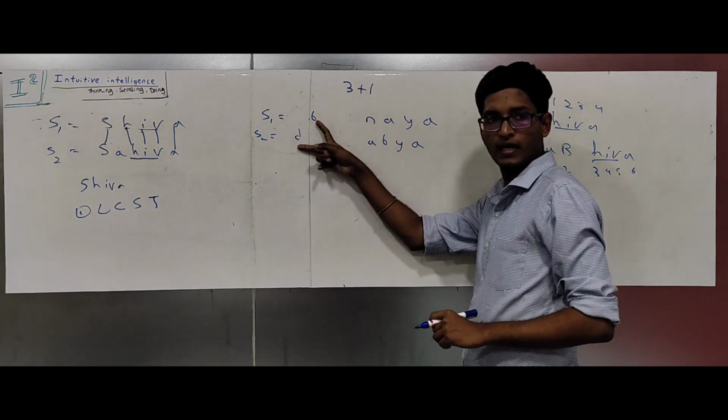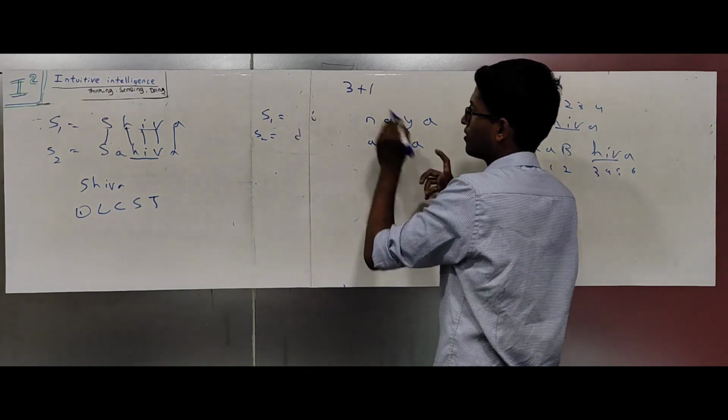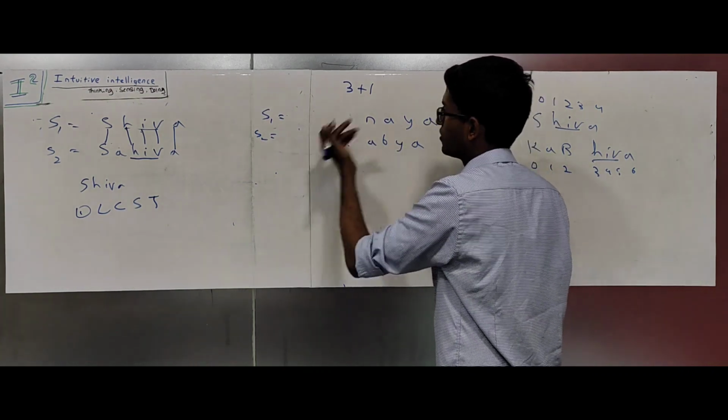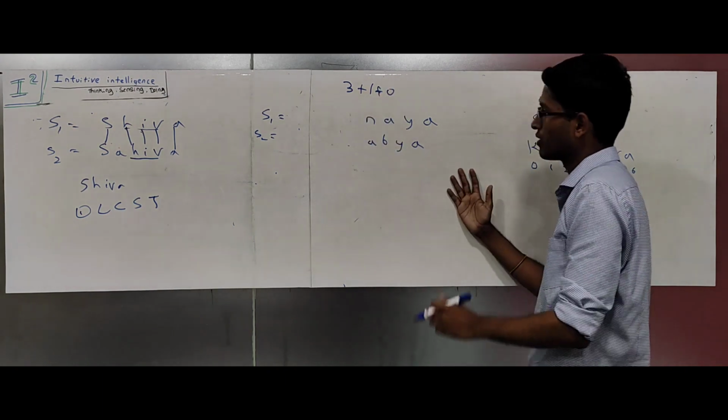So now again B and D, they are not matching. So I will just say that subset. No, you can write 0 if you want. So yeah, now we will do with this thing.